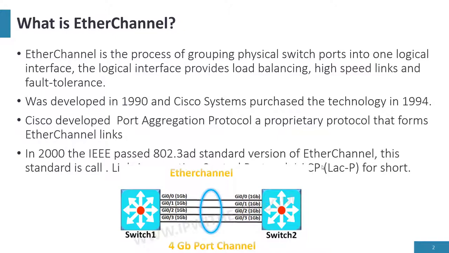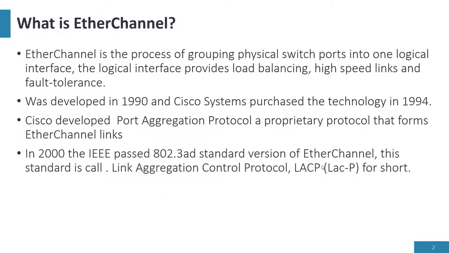EtherChannel was developed in 1990 and Cisco Systems purchased the technology in 1994. Cisco developed Port Aggregation Protocol, which was a proprietary protocol that forms EtherChannel links on Cisco switches. The thing with proprietary protocols is that they only work on Cisco devices. So if you had a Juniper switch or a Dell switch, you may not be able to get this to work on those other vendors' switches.